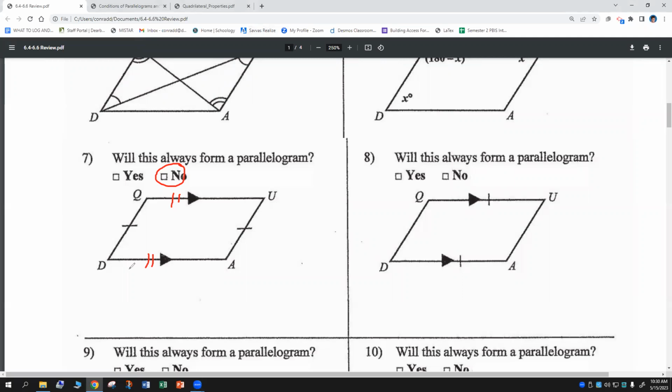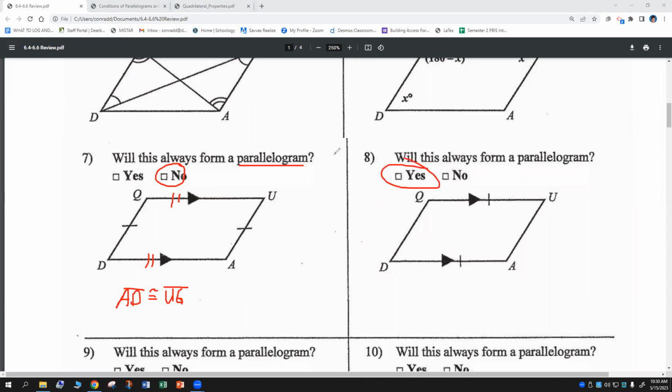So I could add, if AD was congruent to UG, then we'd have a parallelogram. You'd have two pairs of opposite sides congruent. You'd have one pair of opposite sides congruent and parallel, right? Lots of different things we could add to make this a parallelogram.